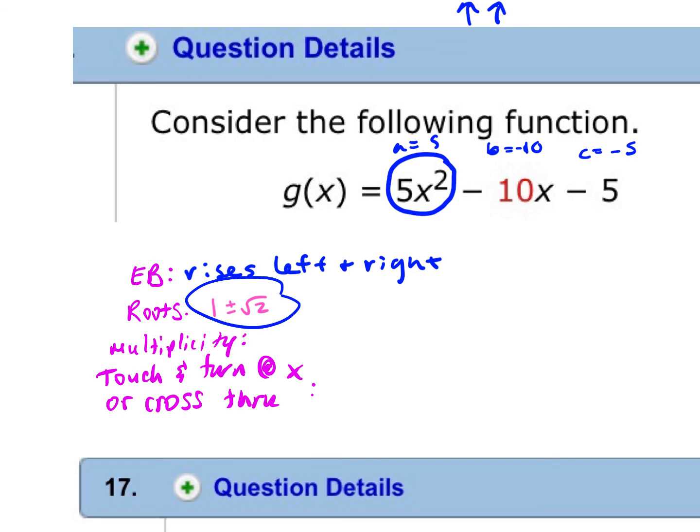What do we put for the x-intercepts? So 1 plus square root 2 and 1 minus square root 2. Do I touch and turn or cross through? I go through. And I go through. Because at both of these points, there's no even multiplicity. It only happens once. So since it's odd, it crosses through. Yep.